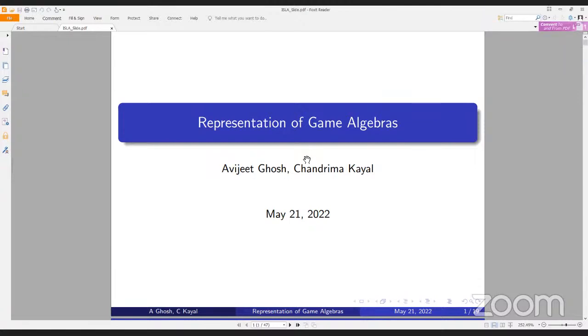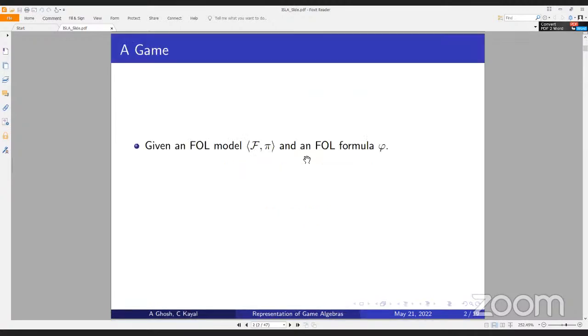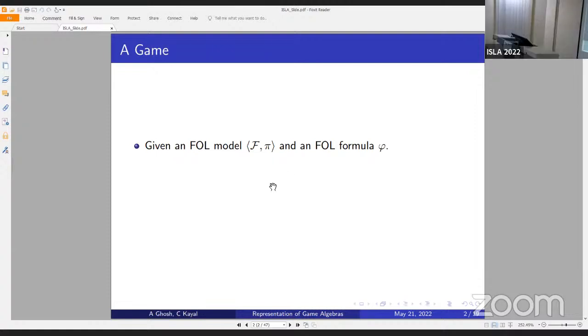Yeah, good afternoon, everyone. I'm Avijit Ghosh, and I'll be presenting. We've worked on this slide and we are presenting this. I'll be talking about how game algebras are represented using extended forms of lattice algebras, distributive lattice algebras and all that. I'll also be sharing quite a good result by Venema about isomorphism between game algebras and board algebras. So let's begin. What is a game actually? Now, I'm audible, right? Yes. Okay.